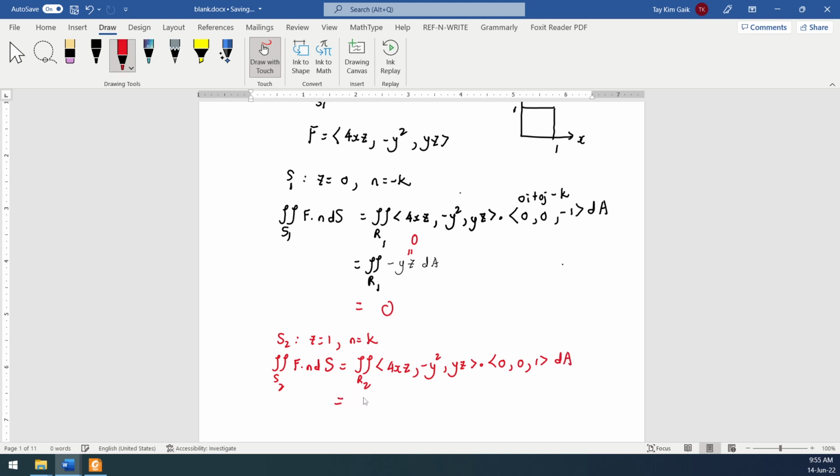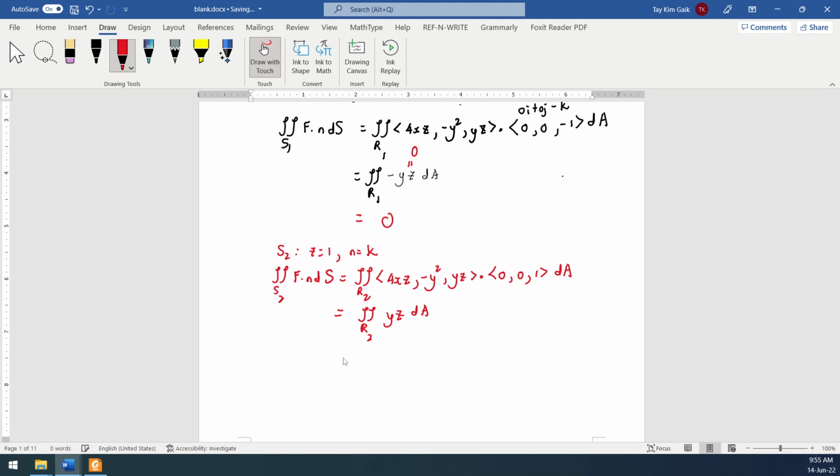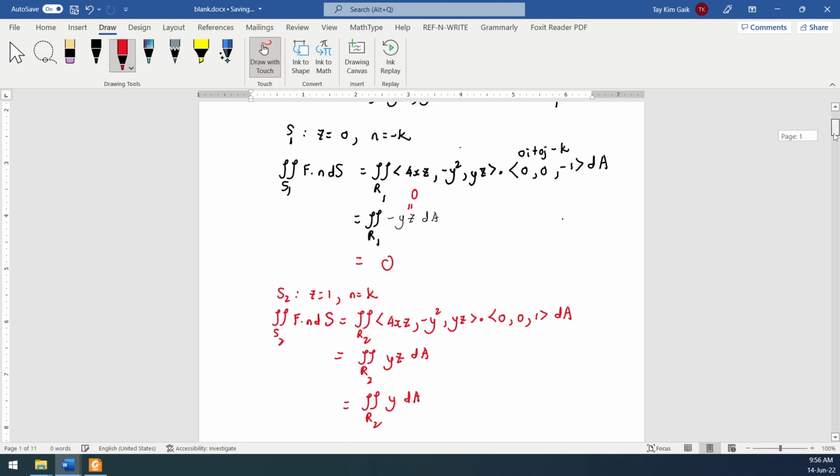Okay, and then you get the double integral over region R2. Doing the dot product, because component i, j is 0 and only component k times k remains, I get yz dA. And then here on S2, z is 1, so it becomes the integral over R2, substituting z is 1, of y dA. On z equal to 1, the projection is still the same thing.